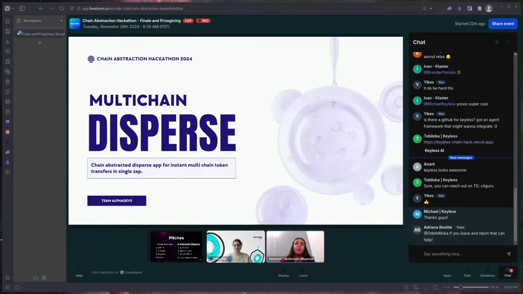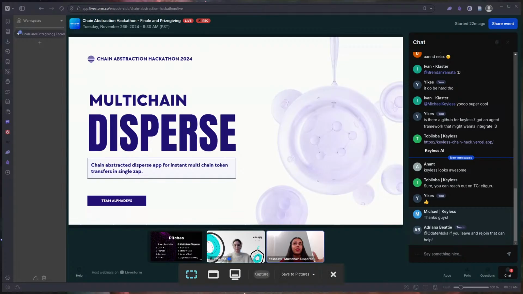So hello and welcome everyone. This is Project Multi-Chain Disperse. So the problem which we are trying to tackle with Multi-Chain Disperse is fragmented liquidity across multiple chains, complex user experience, and interoperability issues. In a nutshell, Multi-Chain Disperse is a chain abstracted disperse app for instant multi-chain token transfer.